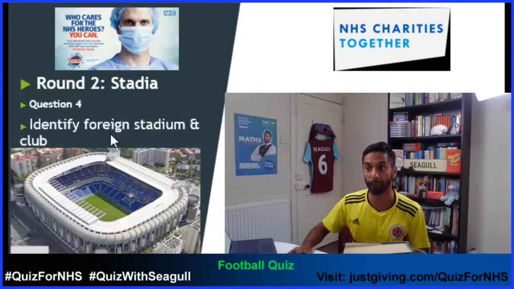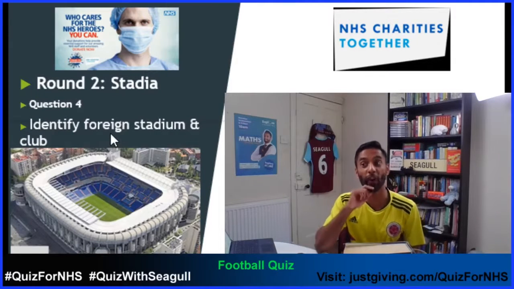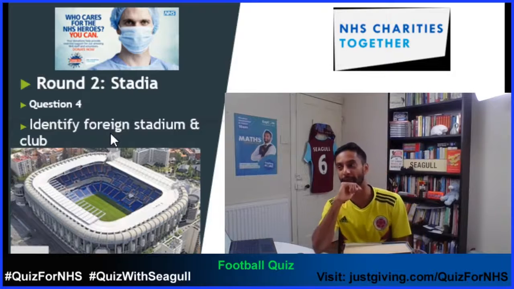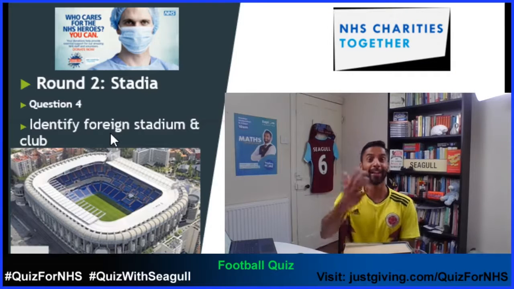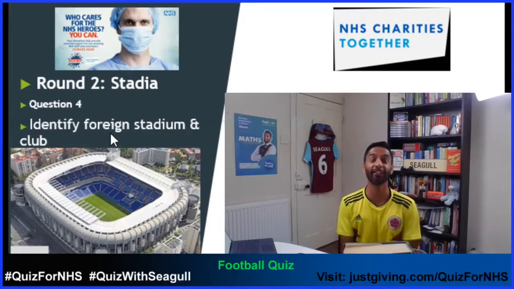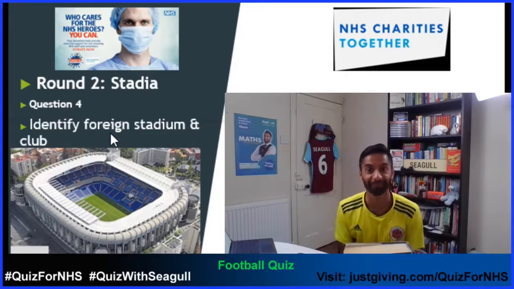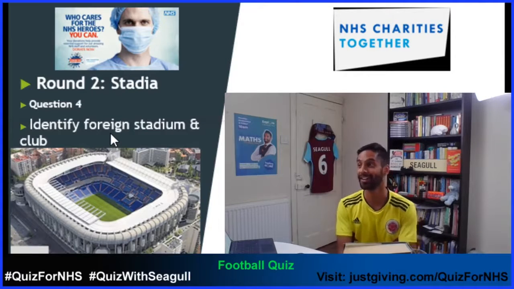Question number 4. Identify this foreign stadium and club. My family will be very aware of this stadium because we have a WhatsApp group named after this stadium. Isn't that right, Frederick Johnson? So identify this foreign stadium and the club.